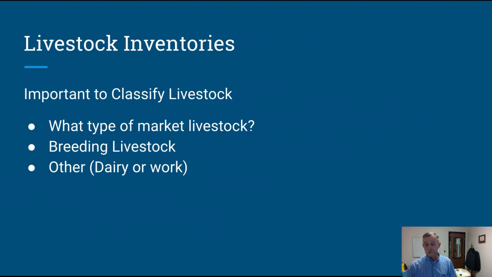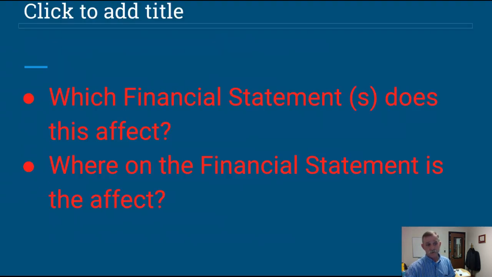You know, a mid-aged one in its prime that's 6 to 12 years old is going to be more valuable than one that's 15 or above, or that's two or less that's untrained. So those are some things to actually take into consideration on livestock inventories, and a little bit different classification too. Again, when we talk about those things, which financial statement does it affect, and where on that financial statement is the effect seen?